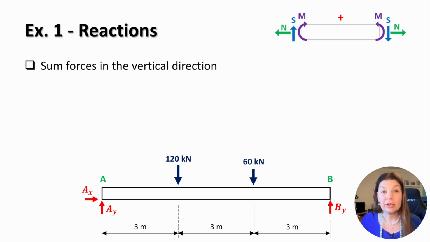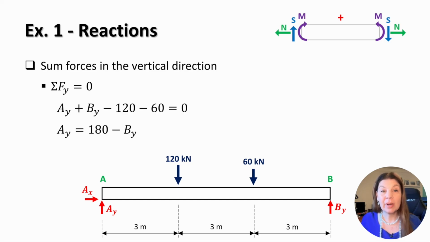Next, we apply the vertical force equilibrium equation. The sum of all vertical forces acting on the beam must equal 0, and in our case, AY plus BY minus 120 minus 60 must equal 0. Since we've already found BY, we can now calculate AY. And this works out as 100 kilonewtons. This allowed us to determine the remaining reaction once one reaction was already found.